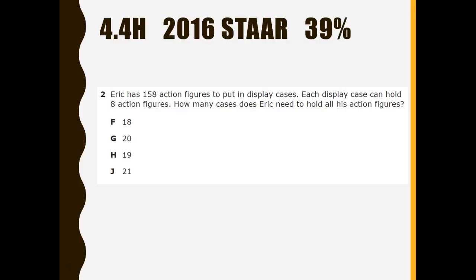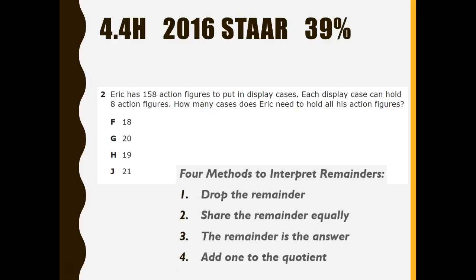So, this is an example of a STAR test item. 158 is divided by 8. Now the correct answer would be 20 because you have 19 with a remainder of 6. Therefore, you're going to need another shelf for these cases, for these figures, another case. So therefore, of these 4 types of methods to interpret remainders, what are you going to use? You're actually going to use number 4, add 1 to the quotient.